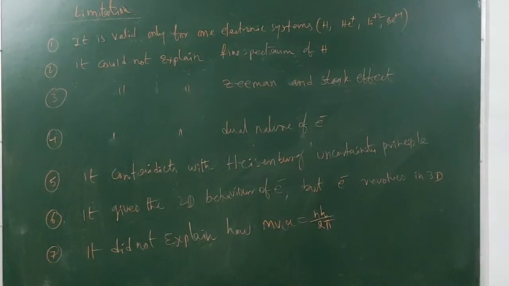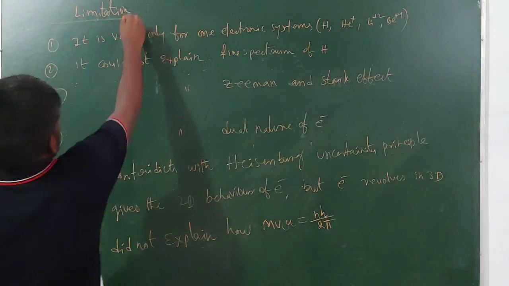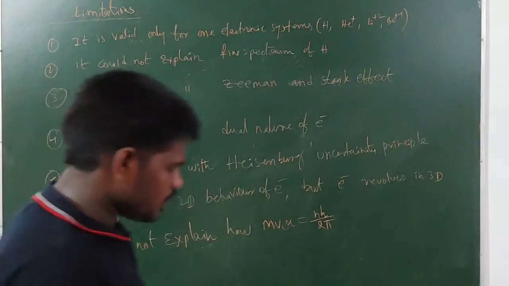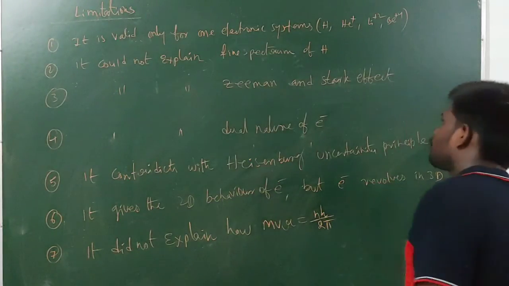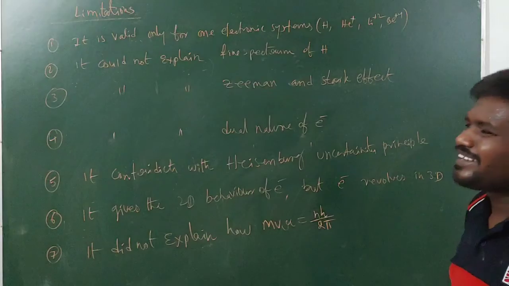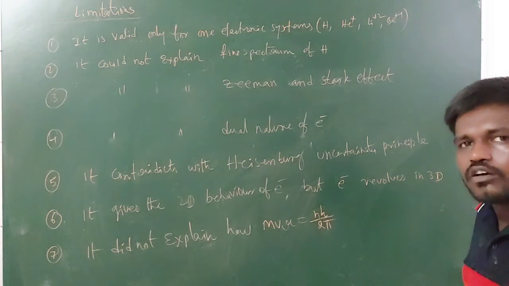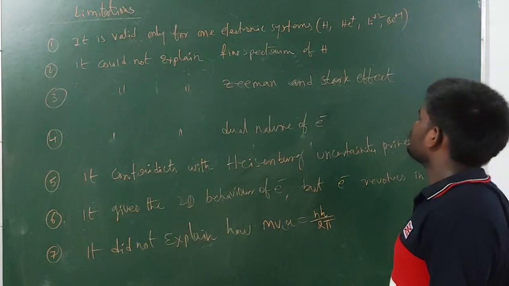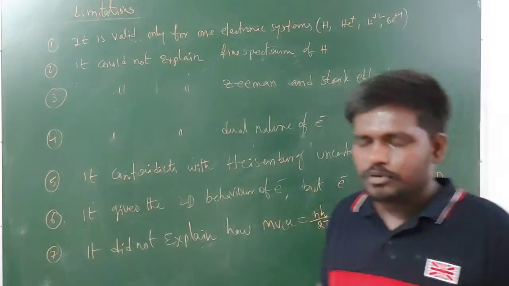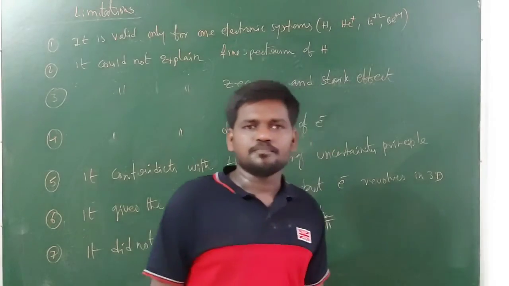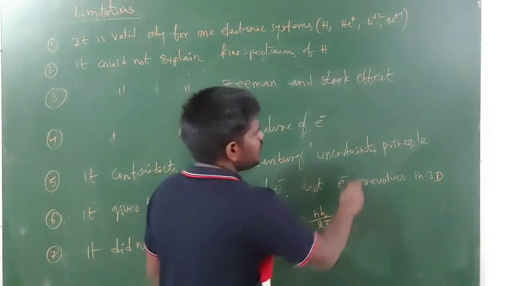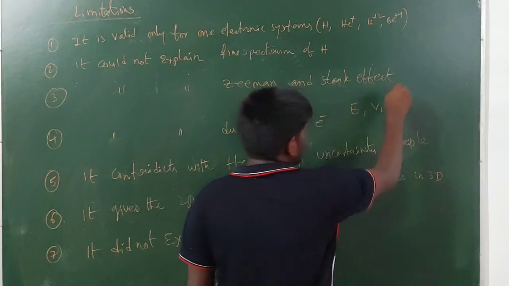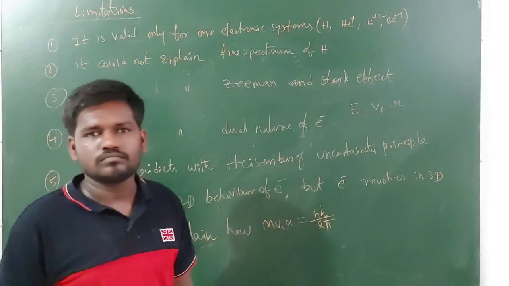Next, guys, limitations of Bohr's atomic model. The first limitation: this is only applicable for one electronic systems. The particle or atom which contains only one electron is known as a one electronic system. Examples: hydrogen, helium plus 2, beryllium plus 2. This is not applicable for multi-electronic systems, because we derived the equations for the energy of the electron, velocity of the electron, and the radius of the orbit containing one electron.